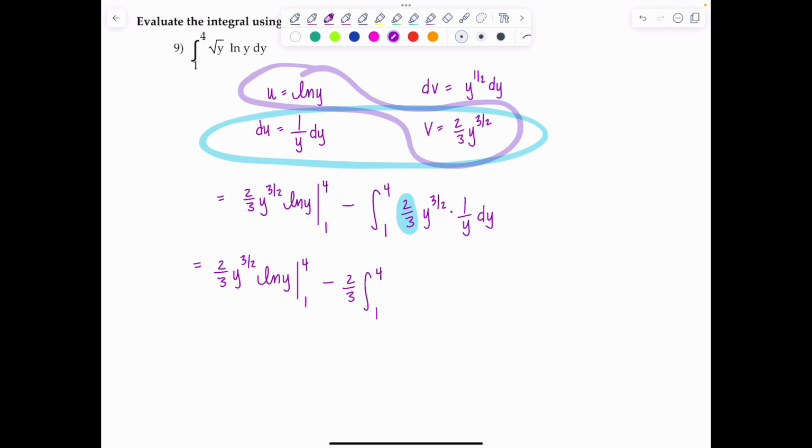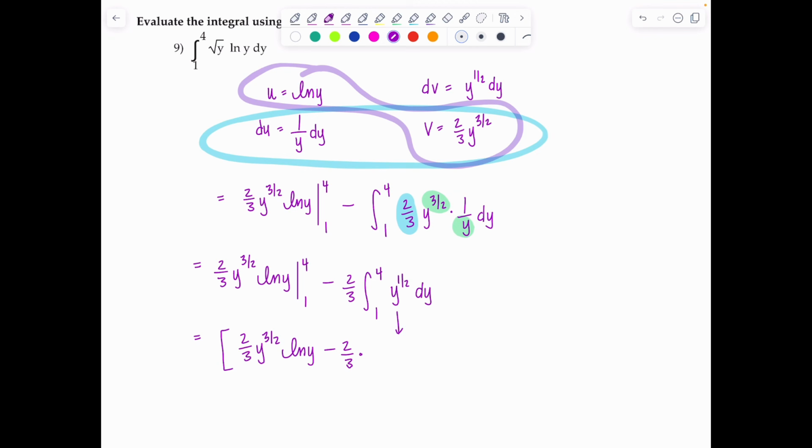Now I can simplify y to the 3/2 divided by y, just subtract 1 from the exponent. So now it's going to be y to the 1/2 dy. Okay, we can take that antiderivative, no big deal. So I'm just going to put everything in the next step all together. Watch, 2/3 y to the 3/2 ln of y. I'm not going to write from 1 to 4 because I'm going to put it at the very end for everybody.